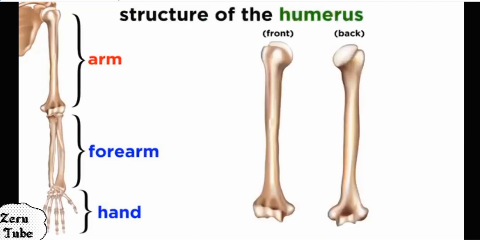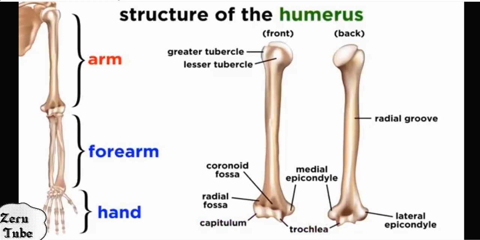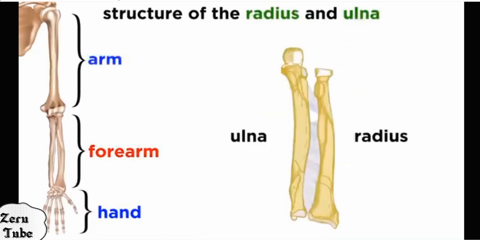So what bones is found in the arm? The humerus is the arm bone. The humerus is arm bone and the proximal parts of the humerus has the greater tubercle and the lesser tubercle. And the middle parts of the humerus contain the radial groove, which is important for passage of radial artery and radial nerve. radial artery እና radial nerve የሚሄዱበት ክፍል radial groove እንለዋለን። The distal part has the medial epicondyle, the lateral epicondyle, and the coronoid fossa, the radial fossa, the trochlea and the capitulum. Those structures are found in the distal parts of the humerus.